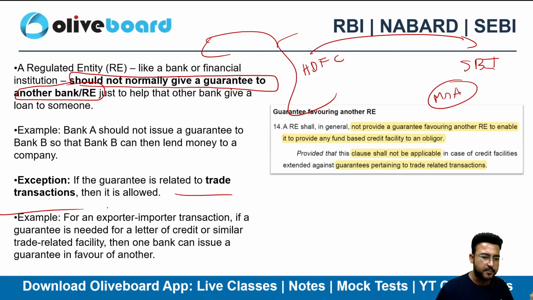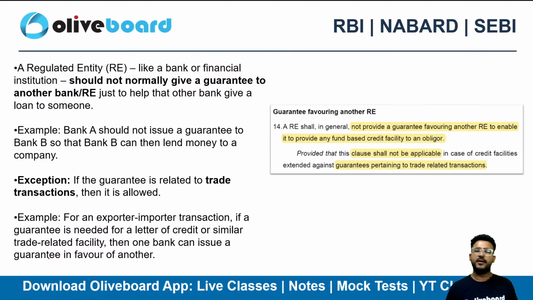What if this is an importer and exporter transaction? Then both the banks will definitely enter into an LC arrangement. So that's fine. It's completely based on a trade transaction, that's fine. But generally, एक दूसरे को regulated entities guarantee नहीं देंगी third party की behalf पे, right?